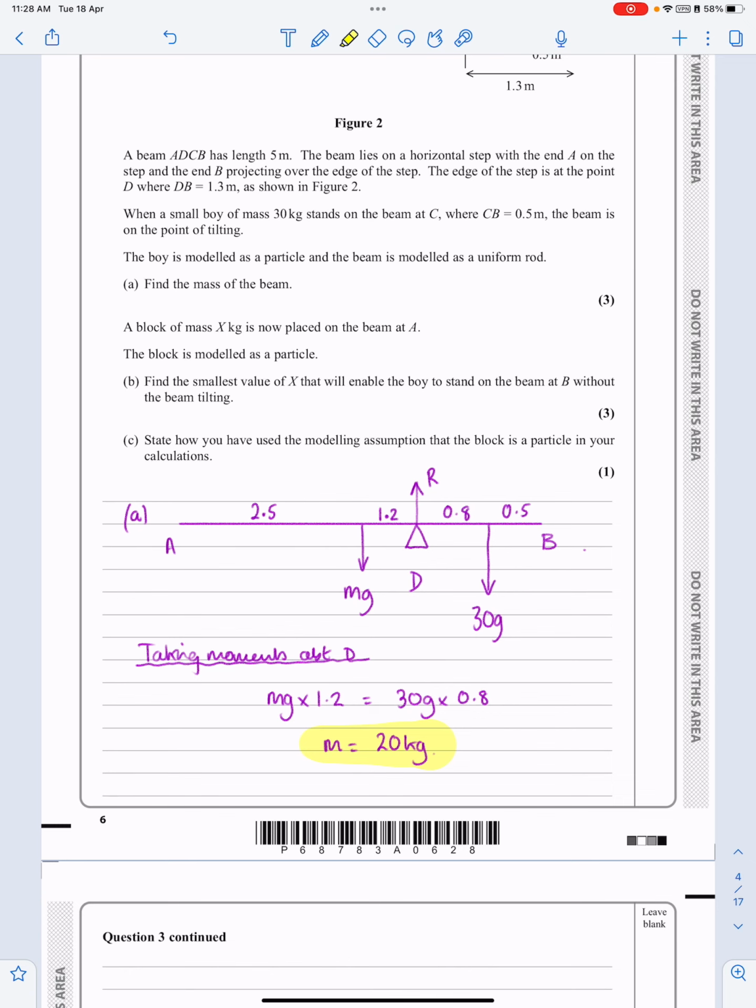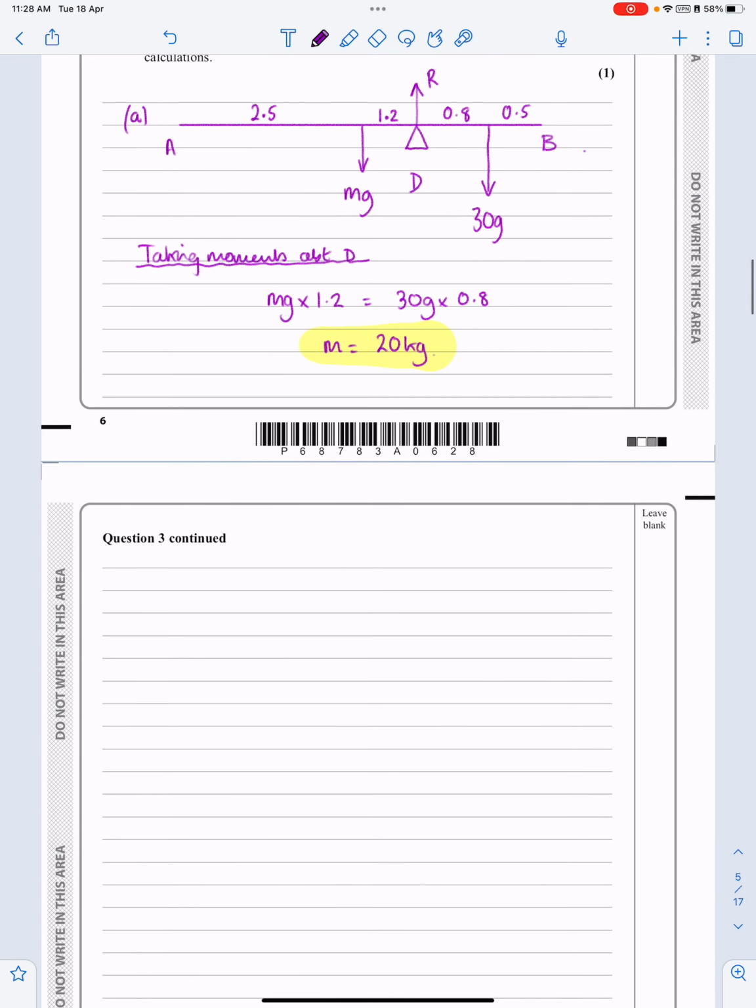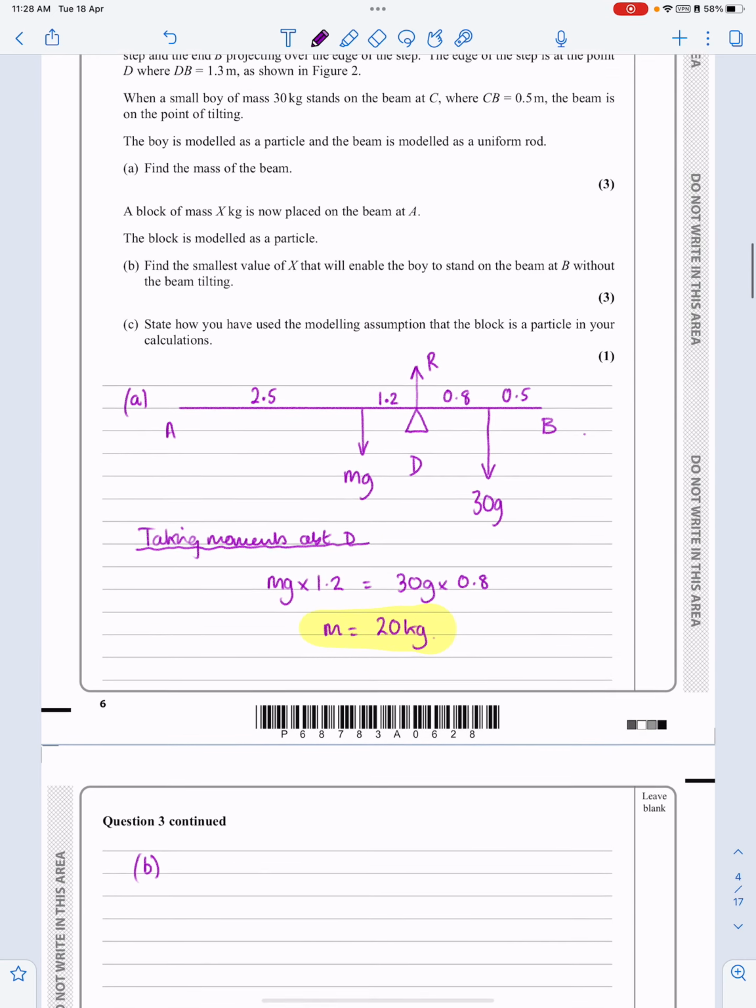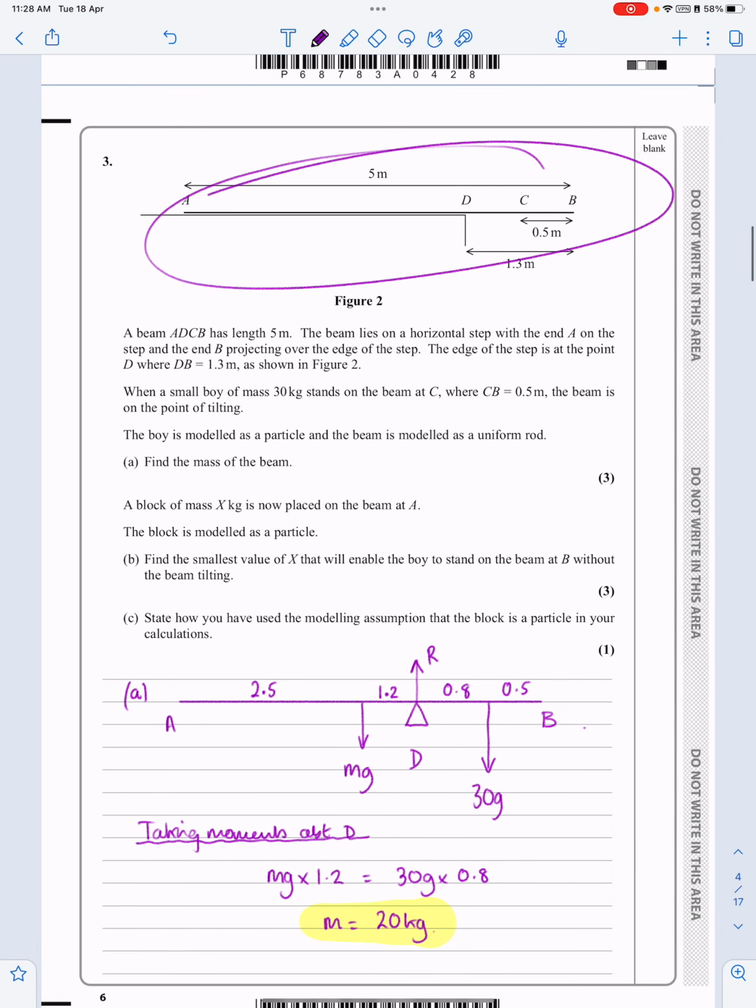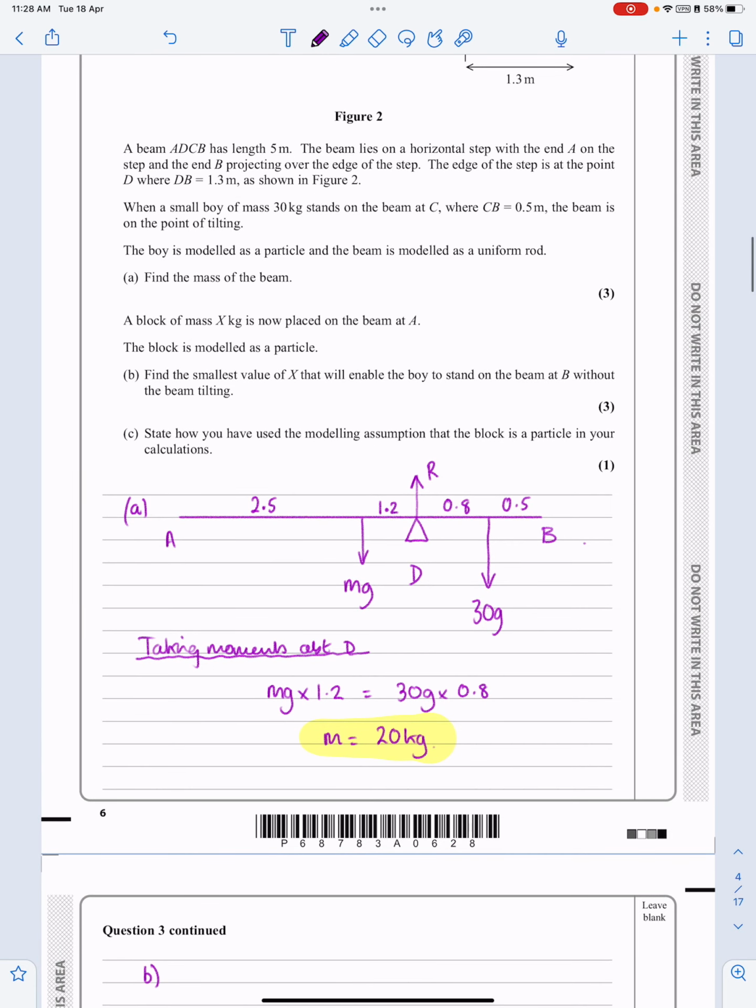Okay, so now I can look at part B. I haven't really read for part B yet, but I'm pretty certain that I'm going to be changing my diagram in some aspect. And again, that's the reason why it's not worth drawing your diagram there, because what would you do about putting this next part on now anyway? Let's read through it. A block of mass X is now placed on the beam at A, and when we do that, can you find the smallest value of X that will enable the boy to stand at B without the beam tilting?